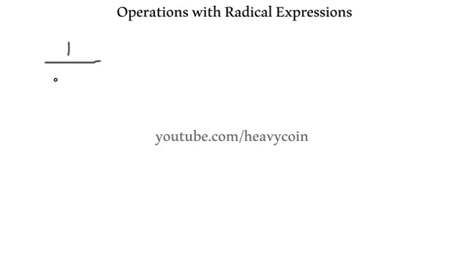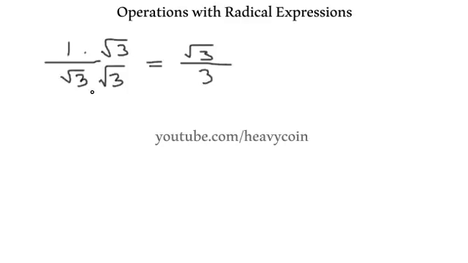If I had 1 over the square root of 3, now I think we've done this before, but I may have not said rationalizing the denominator, and I want to get rid of the radical down here in the bottom. Well, we'd say the square root of 3 over the square root of 3, and 1 times the square root of 3 is the square root of 3, and the square root of 3 times the square root of 3 is just 3. So that's rationalizing the denominator.